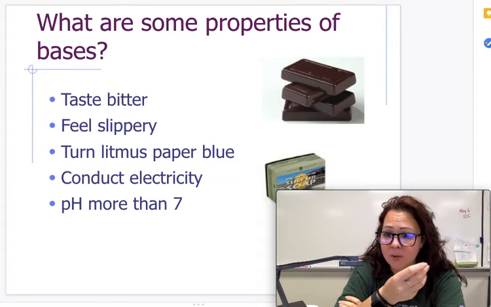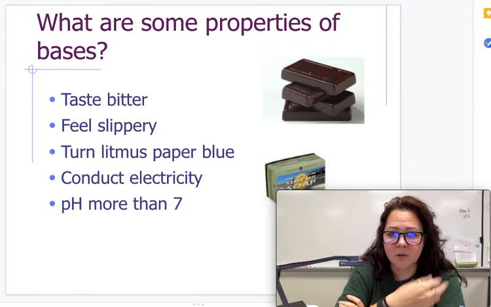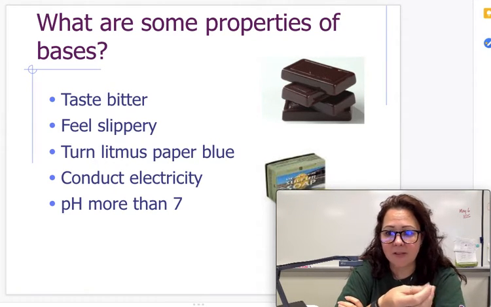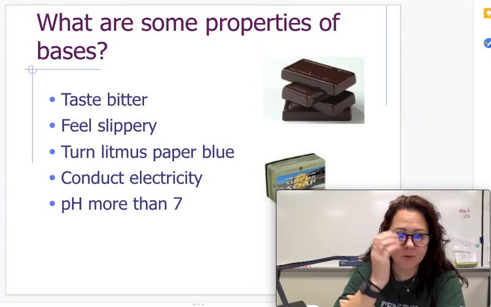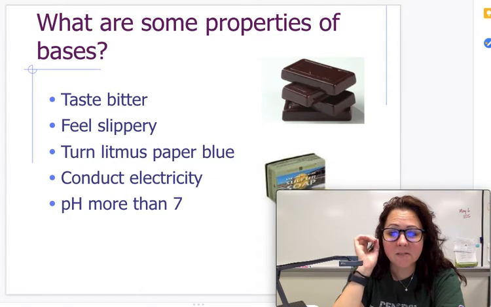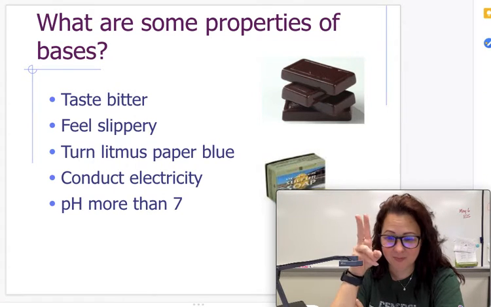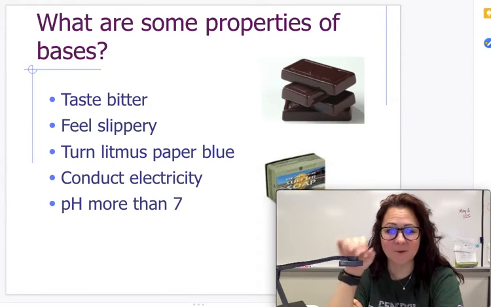They feel slippery, like soap is a good example of a base. So they kind of have that slimy feeling. That's a property of a base. Bases are blue in litmus paper. Taste bitter. They're blue. B's altogether.